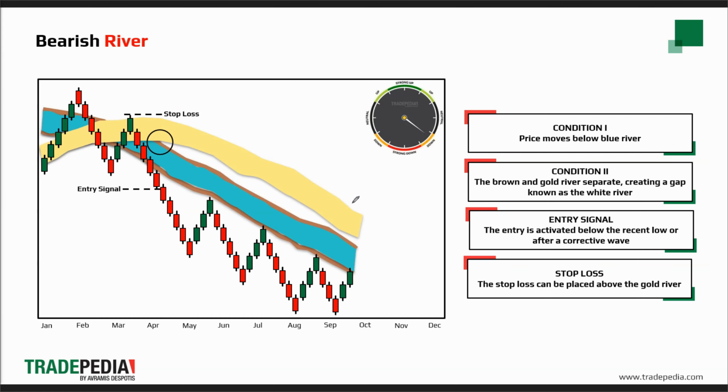When price moves below the blue river, the brown and gold rivers separate, creating the gap known as the white river. The entry is activated before the recent low or after a corrective wave, and the stop loss can be placed above the gold river. So this is where you put your stop loss. Obviously, you see there's a crossover, so it means there's a possible downtrend with a white river right here, and then it might continue to go down.